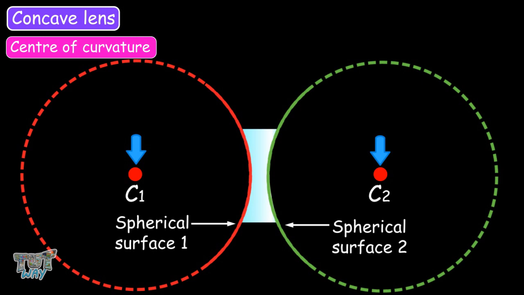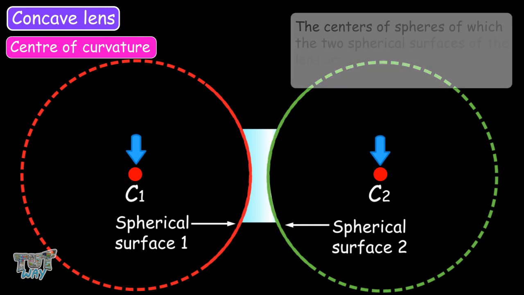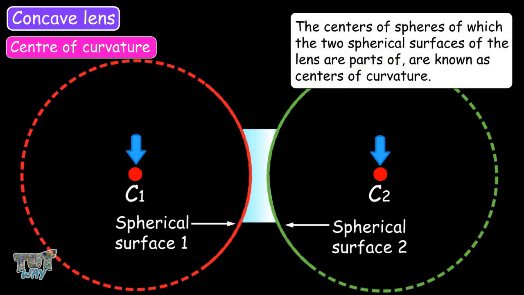The center of curvature of a lens is usually represented by the letter C, and since there are two centers of curvature, we denote them as C1 and C2. Therefore, we learned that the centers of spheres of which the two spherical surfaces of the lens are parts of are called the centers of curvature.